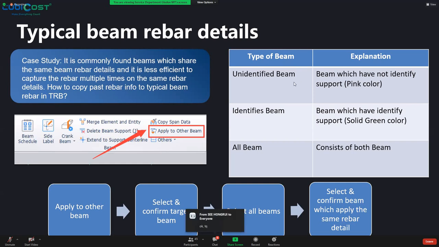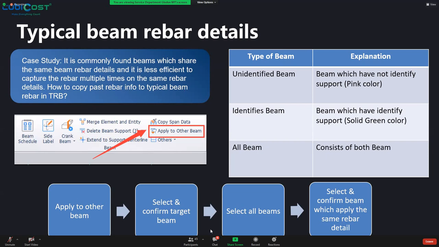So unidentified beam, beam which has not identified support, normally is in pink color. Next, identified beams, beam which have identified support, which is solid green color. All beams consist of both unidentified and identified beam. So again, unidentified beam is beam that has not identified the support, which is in pink color. Identified beam is beam that already has support and is in solid green color. All beam applies to all beam.